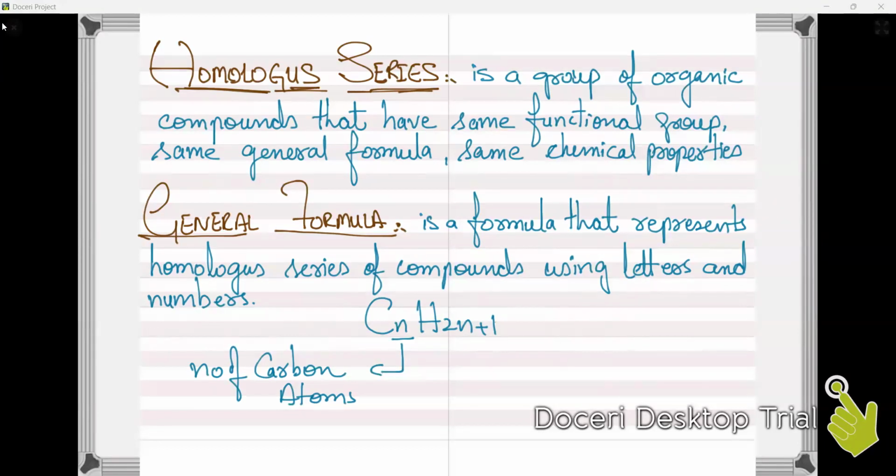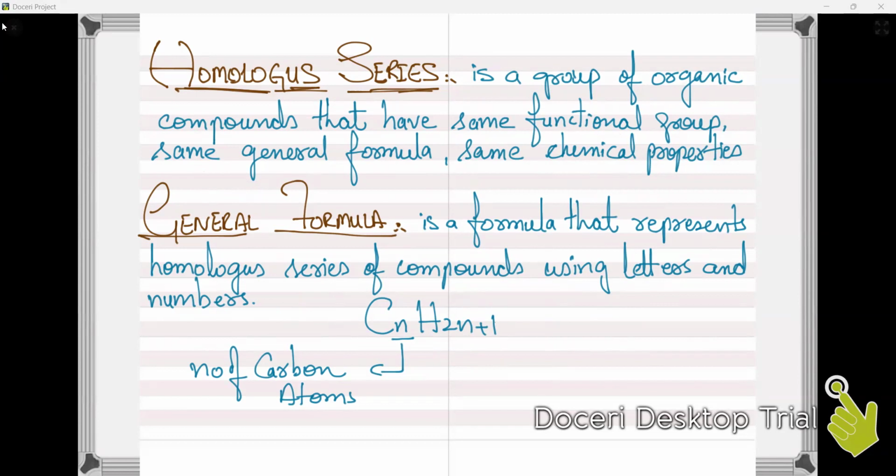So, for example, let's suppose homologous series. What is it? A homologous series is a group of compounds that have the same functional group, the same general formula, and the same chemical properties as well. I repeat, these are the organic compounds which have the same functional group, the same general formula, and the same chemical properties. They will be kept in a group, and that group will be known as a homologous series.